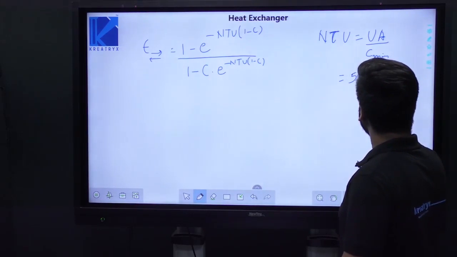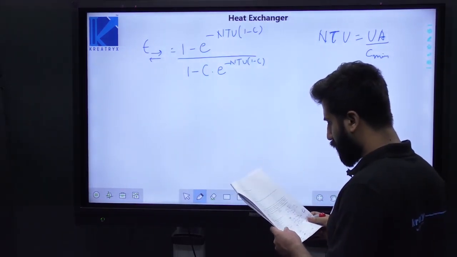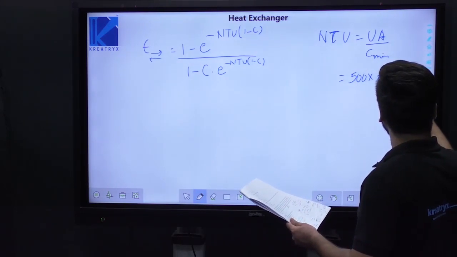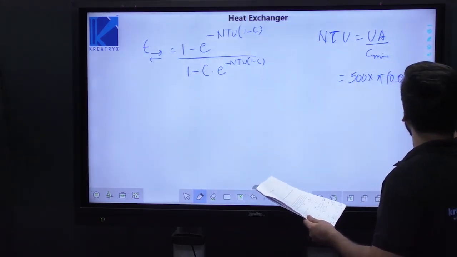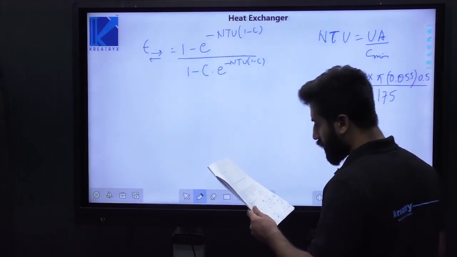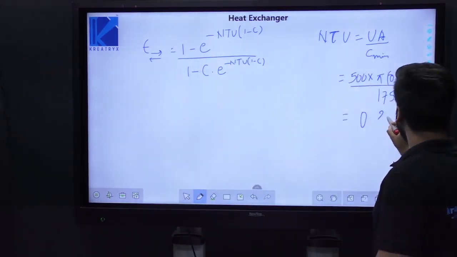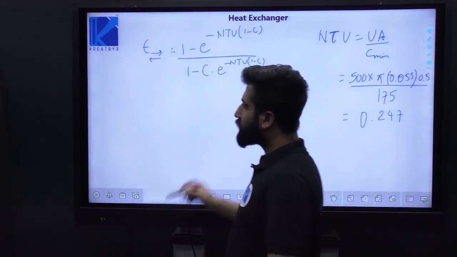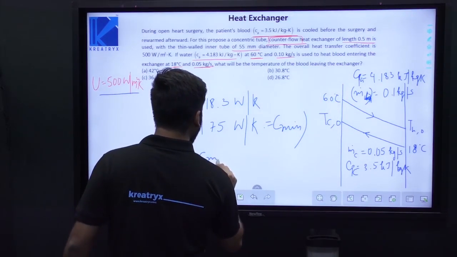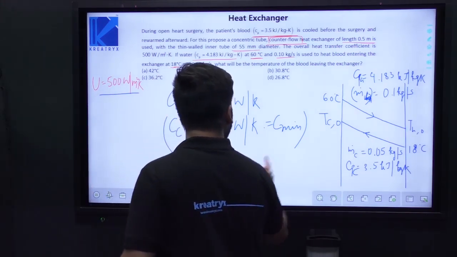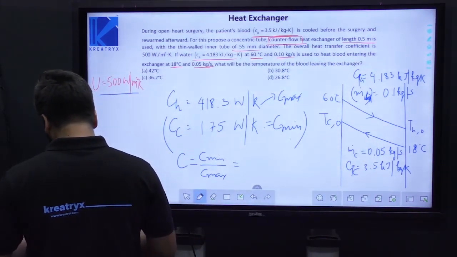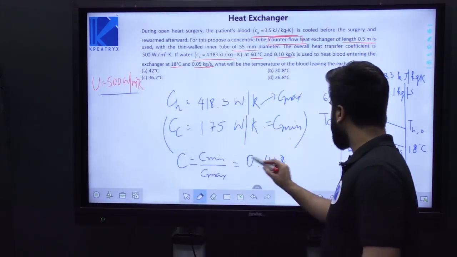So U is 500. Let me write the data. 500, is it in watt or kilowatt? Watt. So 500, and this is pi D, where D is 55 mm. So 0.055 into 0.5, that is L, and C minimum is 175. So NTU will be equal to 0.247. And what will be C? C is actually C minimum upon C maximum, that is the capacity ratio. If this is C minimum, this becomes C maximum. Take the ratio, and this C will be equal to 0.418.